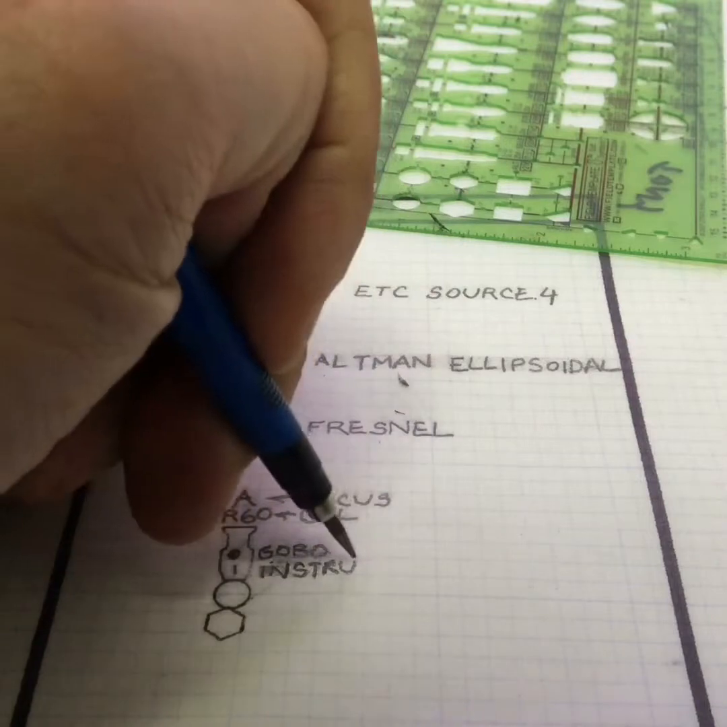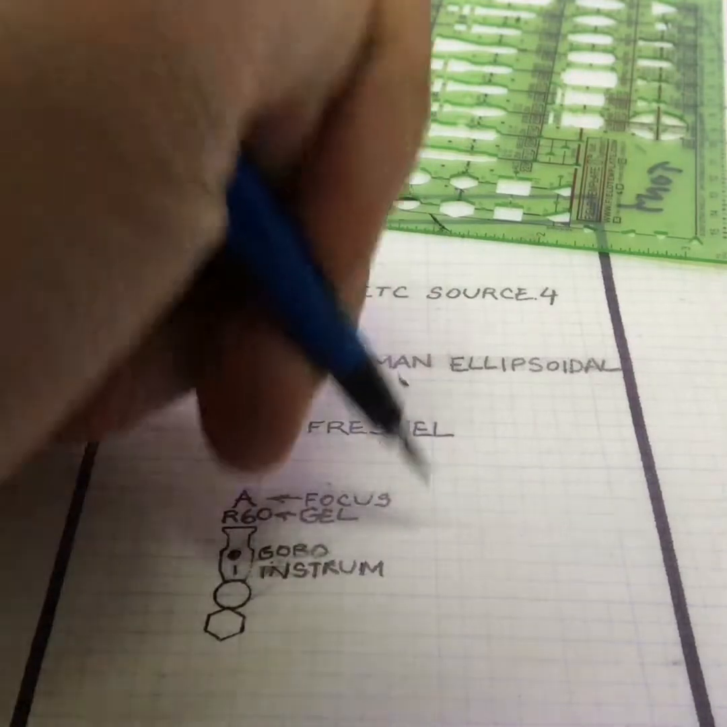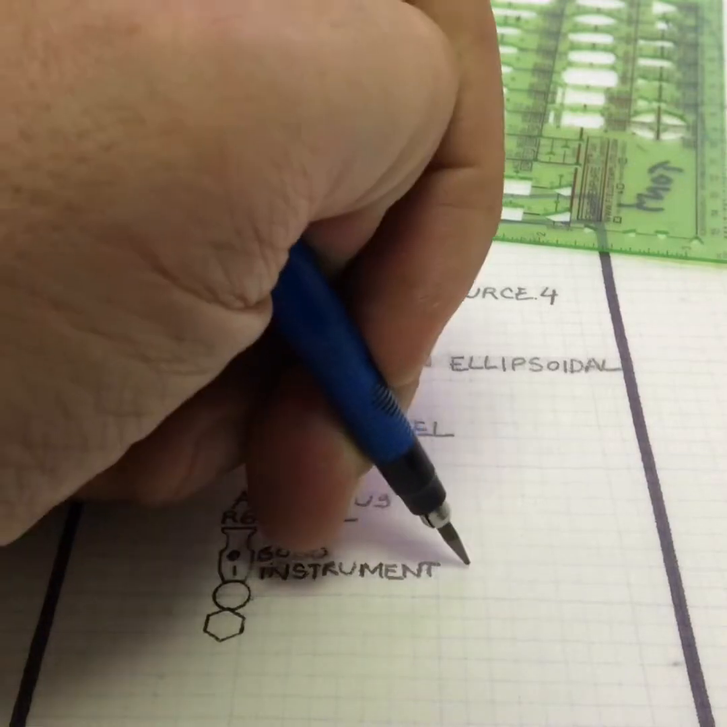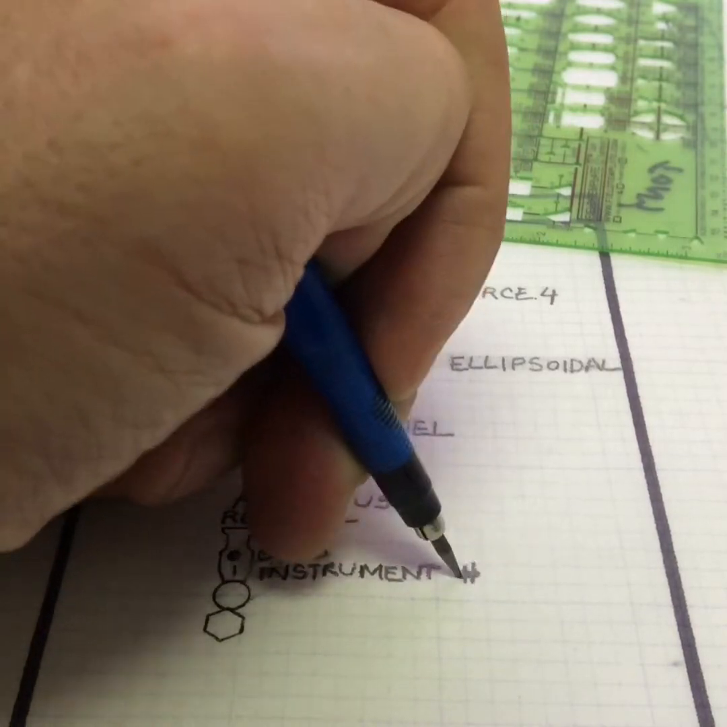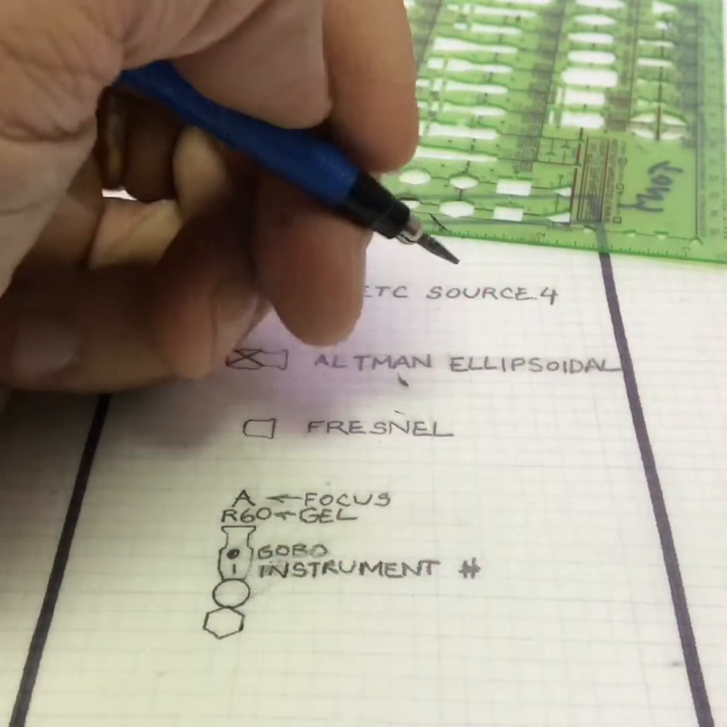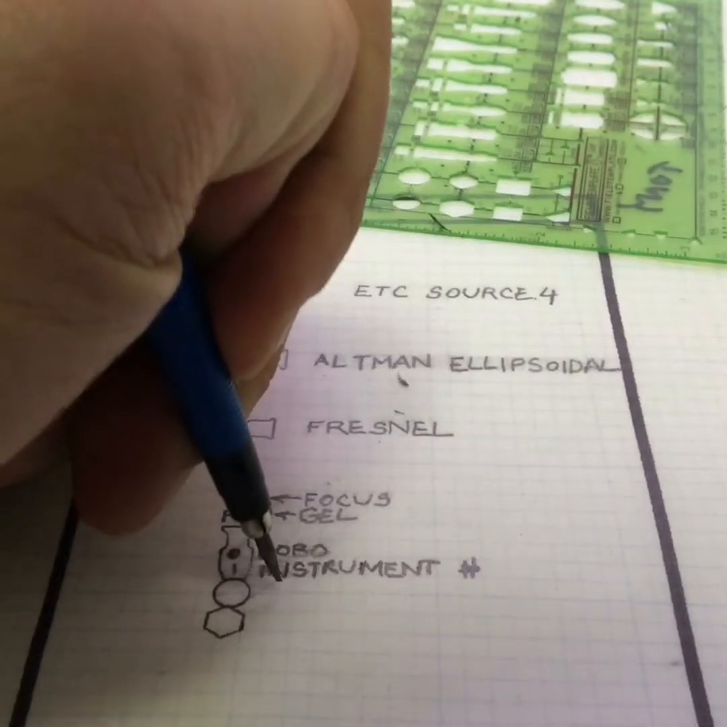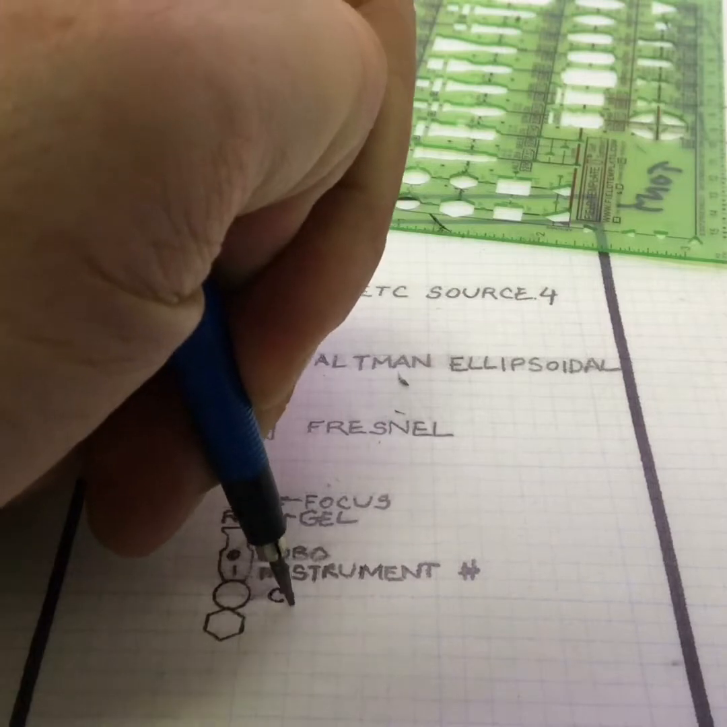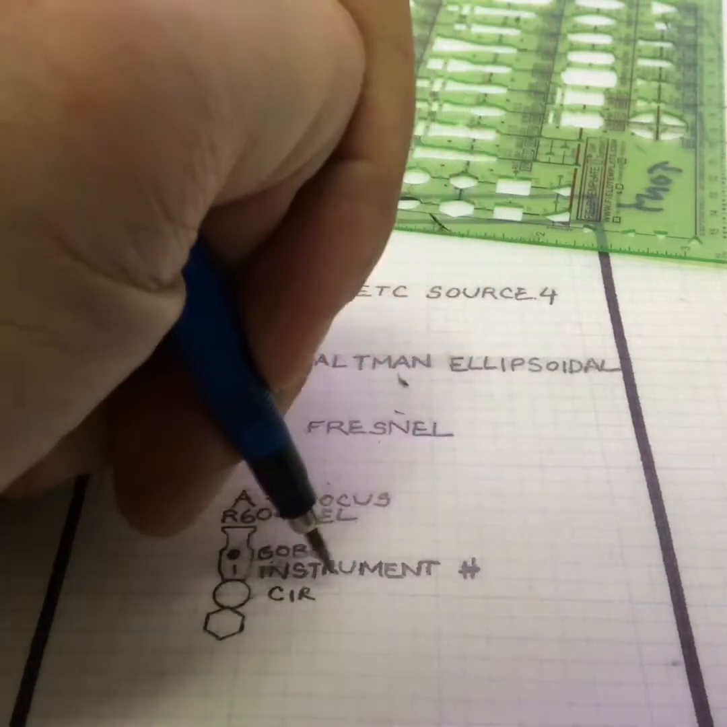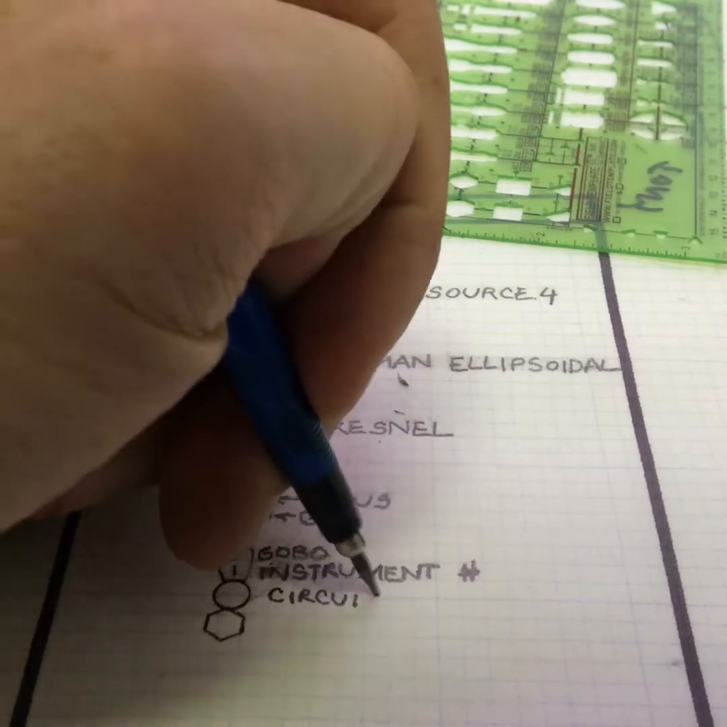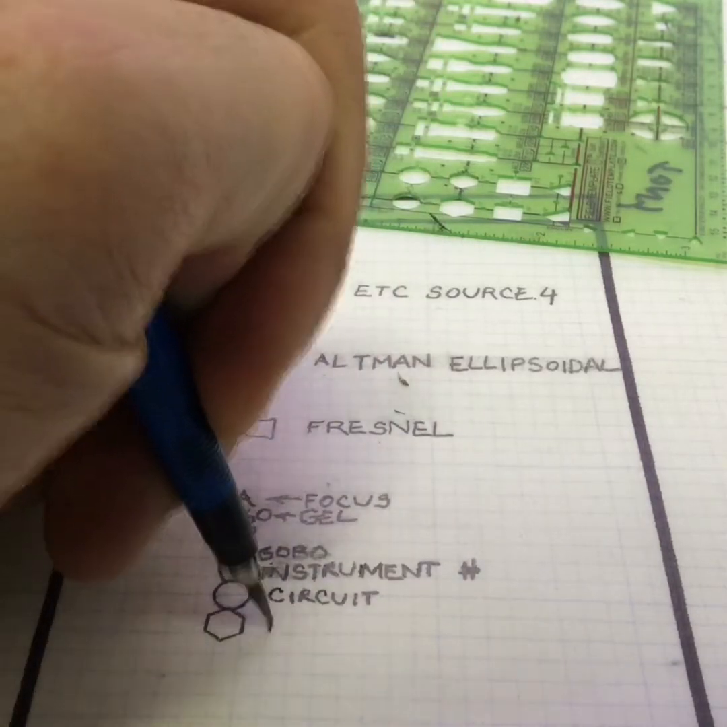So below that, you're going to indicate the instrument number. Under the instrument number, now there's not enough room on this, you can put the wattage of the lamp that your instrument is using. So if you have a 750 watt lamp, you would put 750 on there, and that would let your master electrician know, just by looking at your plot, what they'd need to replace a lamp if it blew.